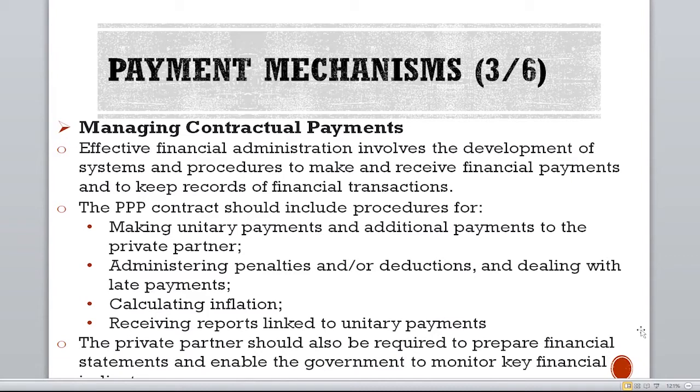So effective financial administration involves developing a system and procedure to make and receive financial payments. The government might have some ISO standards that the private sector must comply with, and it must be compliant with some regulatory procedures that a designated regulatory authority has put in place. You know, so the government, because it's entering a PPP, should not compromise on that. So they will always want to be sure that the payment structures comply. Maybe the government has a local content policy, that for some nature of work, it is locals that must be hired. And they might have a minimum wage policy that you can't pay less than this. The government wants to be sure that you comply with all of those.